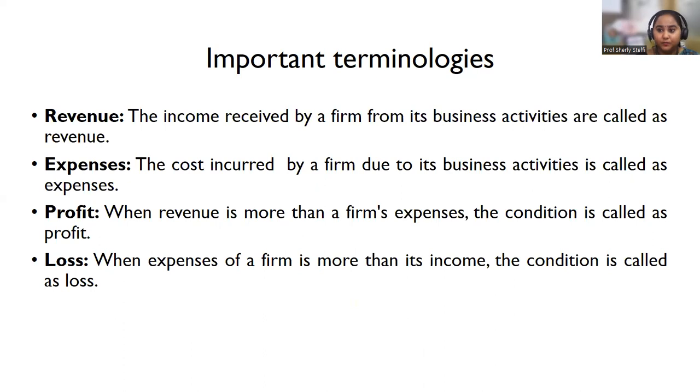Next comes revenue. The income. What is revenue? The income received by a firm from its business activity. Income is called revenue. Expenses. What are expenses? The cost incurred by a firm due to its business activity. Revenue is what we get, what comes in. Expenses, money goes out of the business. Next comes profit. When revenue is more than a firm's expenses, the condition is called profit. Next, loss. When expenses of a firm are more than its income, the condition is called a loss.